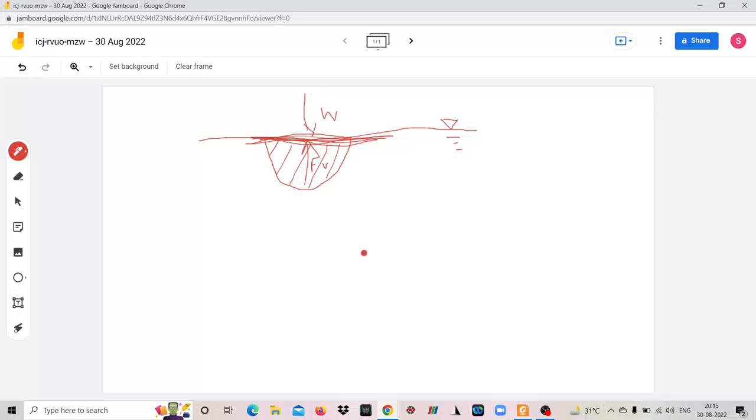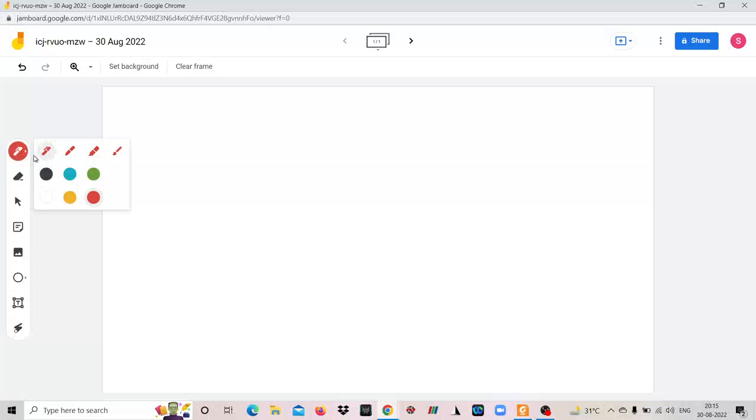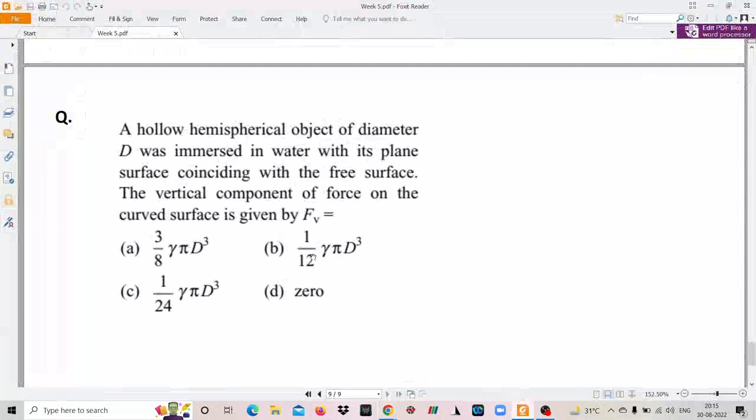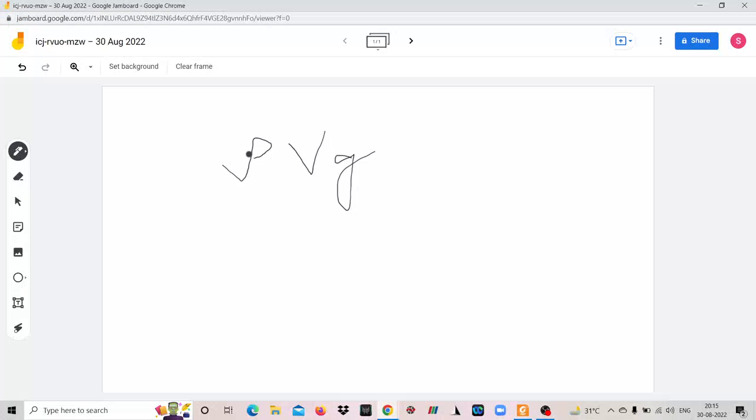Yes, sir. So if this is equal to weight, what is weight? Weight is rho V into g, right? Now you can see that in the question, it is in terms of gamma. So gamma is the unit weight. Unit weight is what? Rho into g, right? Rho into g is the unit weight gamma. So it is basically gamma into the volume, right?